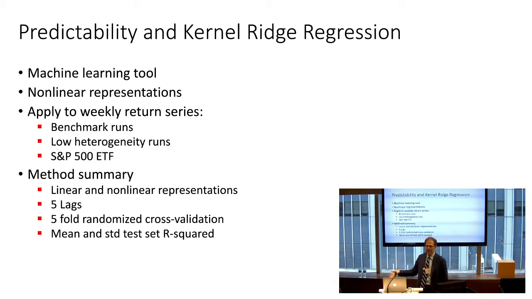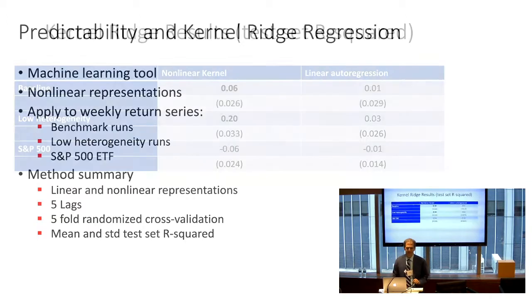I'm going to apply it to the weekly return series. I've been generating weekly return series: the benchmark runs, the low heterogeneity runs, and just for kicks, we'll throw in the S&P 500 ETF, the Spider. I will look at both linear and nonlinear representations, basically running an autoregression on this. I know, very low tech. What we're looking at here is completely test set results coming from a 5-fold randomized cross-validation. It's totally fair, standard toolkits. The other beautiful thing about current machine learning is these are pretty standard toolbox things. This comes straight out of scikit-learn, for those Python users, and we'll report the mean and standard deviation of these things.